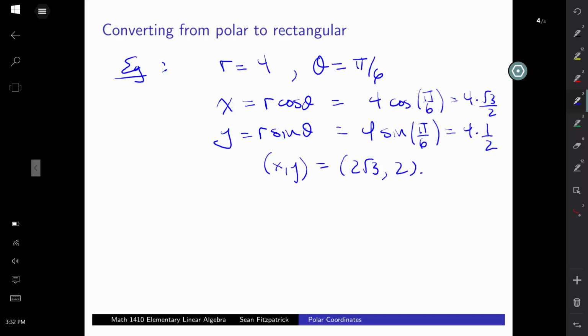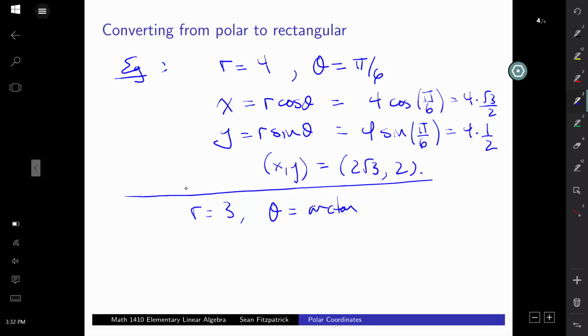So that's pretty straightforward. The only thing we could make tricky here would be maybe if I tell you that r is equal to 3, and again maybe I tell you theta is equal to arctan of, I don't know, let's say 2/3, something like that. Okay, so here things are a little bit trickier.